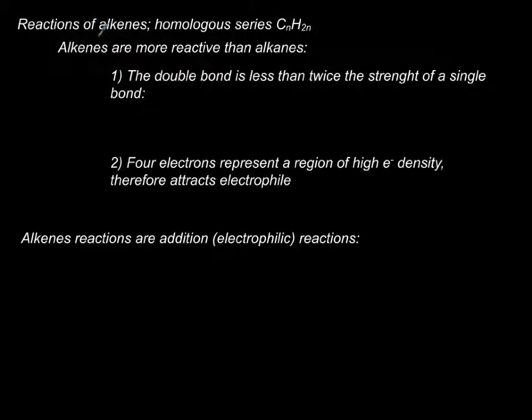Okay, we are ready for alkenes, which are a homologous series with the formula CnH2n. They are unsaturated; they have at least one double bond. Now, alkenes are much more reactive than alkanes. Why? There are two reasons for that, and you should be able to justify them. The first reason is that the double bond is less than twice the strength of a single bond.